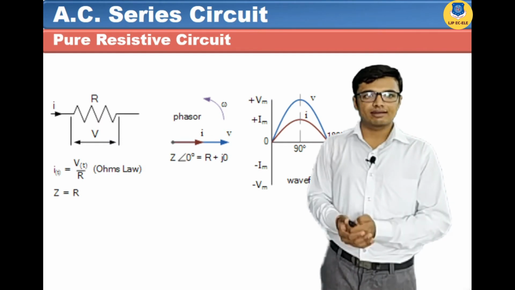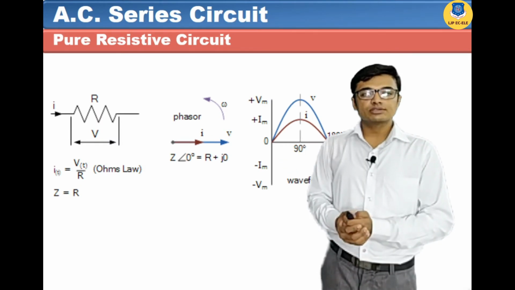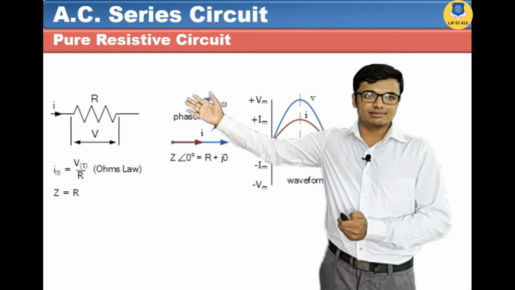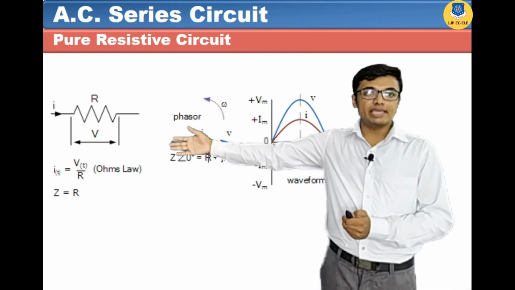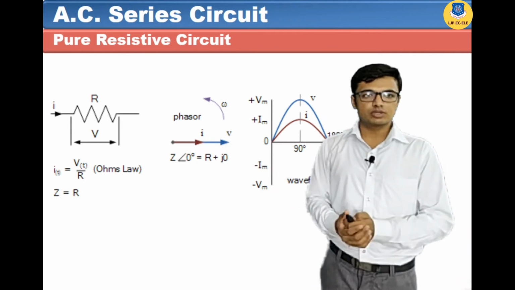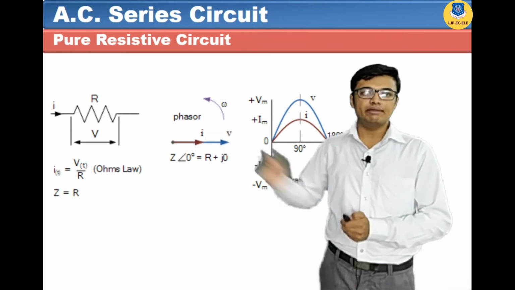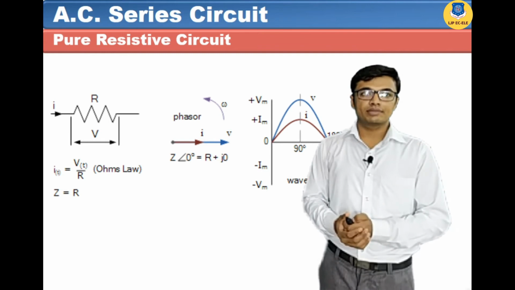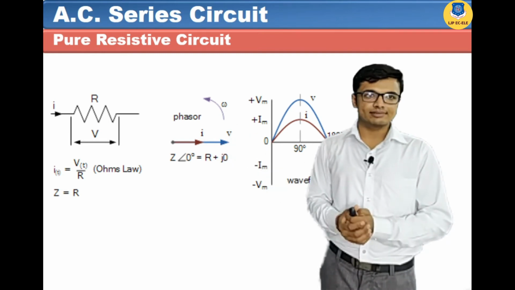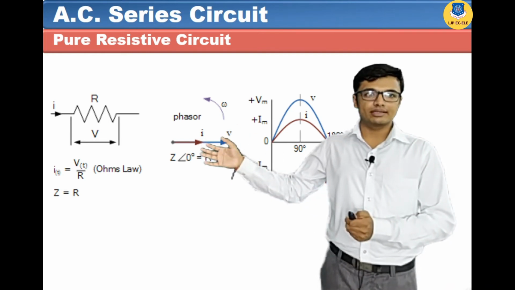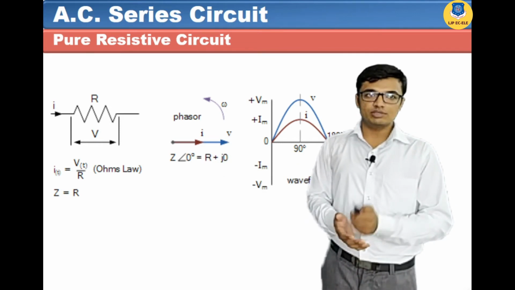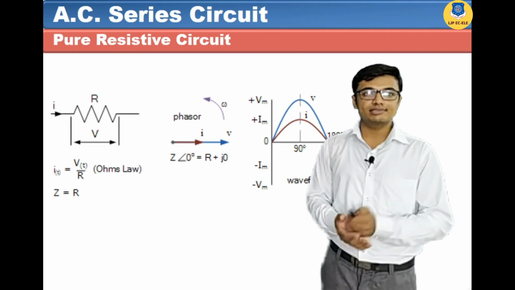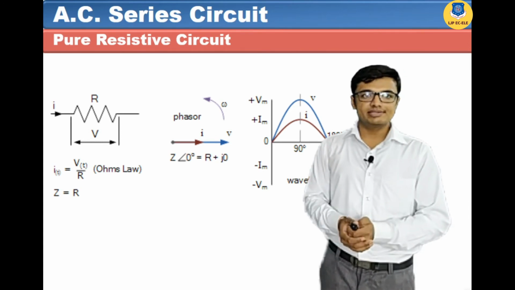Let's see our first circuit, that is the purely resistive circuit. In this circuit we have connected one resistance in series with the AC voltage source. So current will flow through it. This is the equation for current. As per Ohm's law, the equation for current is I equals V divided by R. And as we know, a resistive circuit does not have any reactance. So the impedance of a purely resistive circuit is Z equals R. Impedance is the term which opposes the flow of AC current, whereas resistance is the term which opposes the flow of DC current.